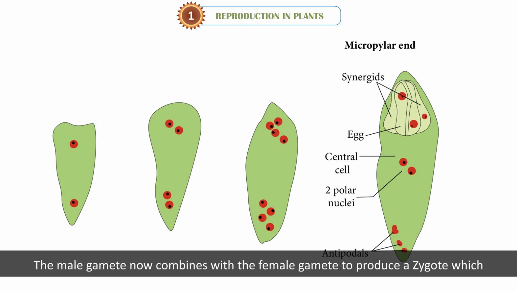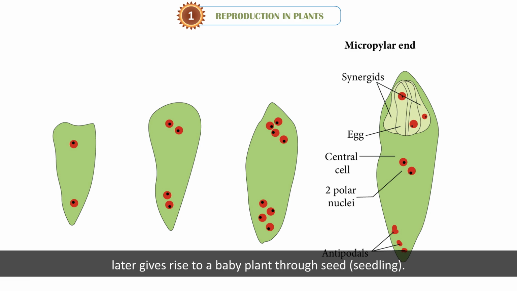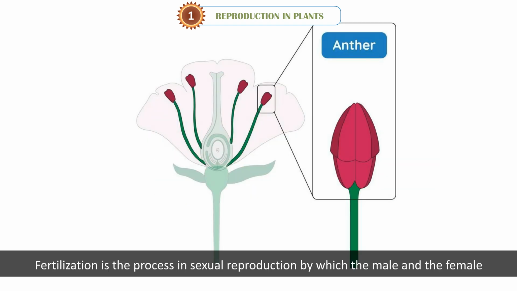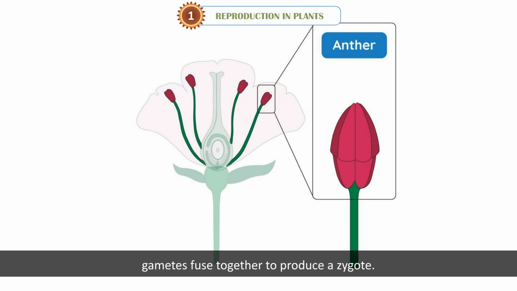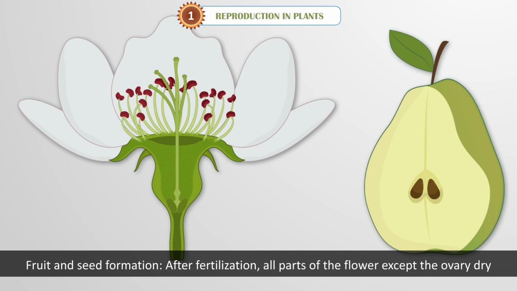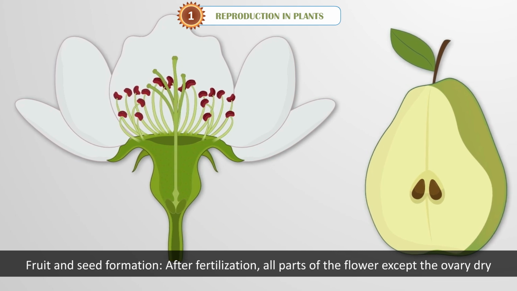The male gamete now combines with the female gamete to produce a zygote, which later gives rise to a baby plant through seedling. Fertilization is the process in sexual reproduction by which the male and the female gametes fuse together to produce a zygote.